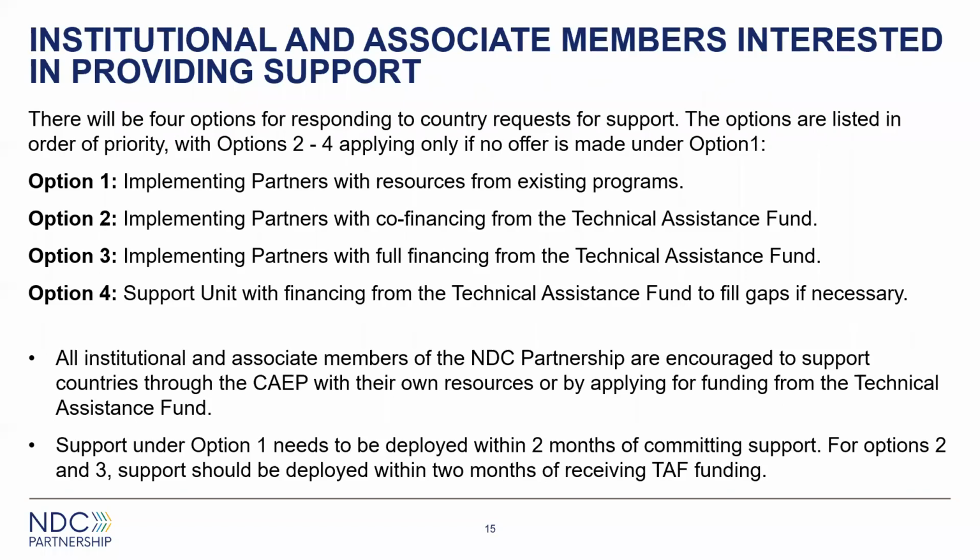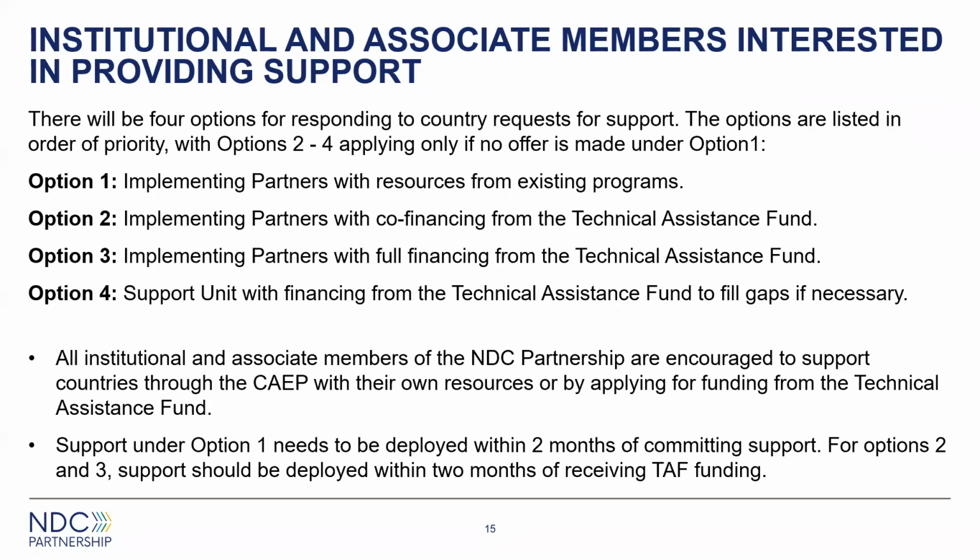So in general terms, our institutional and associate members interested in providing support can opt for responding to country requests through different options. The options are here listed in order of priority, with options 2 to 4 applying only if no offer is made under option 1. So option 1 is implementing partners with resources from existing programs. So this is when potential implementing partners commit to providing support with their own resources.